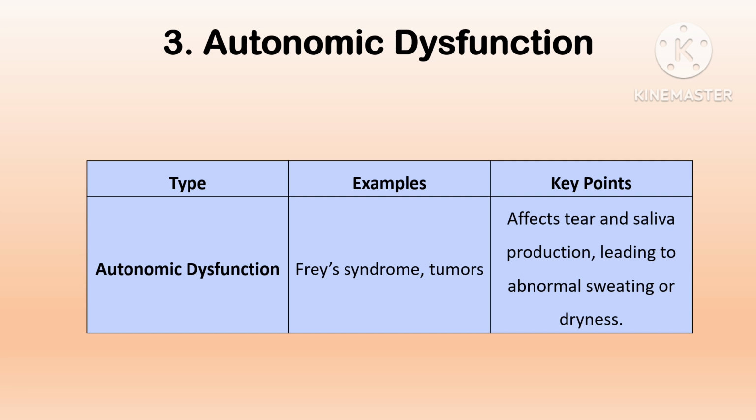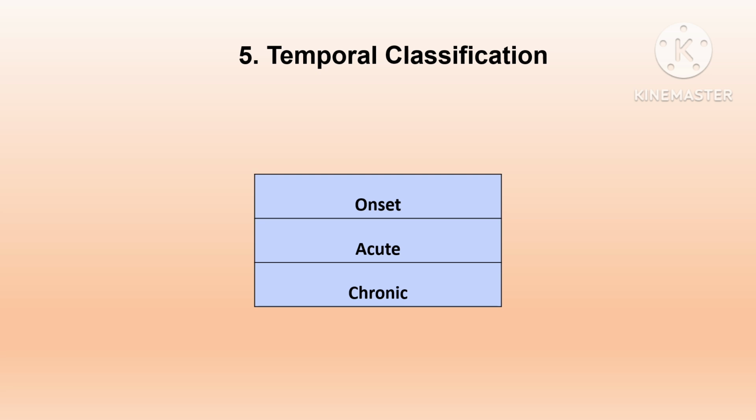Facial nerve disorders can also be classified by how quickly they appear. In case of acute onset, like Bell's palsy, it happens suddenly and often resolves without treatment. On the other hand, chronic disorders like tumors or progressive palsy develop gradually and may need long-term management as well.